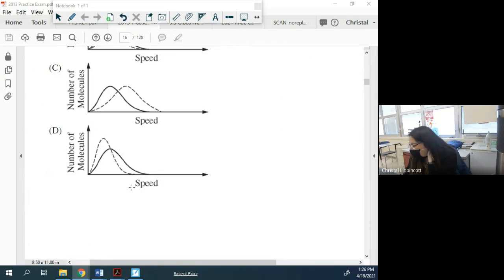Yep, it's going to go slower, so your speed is going to be less. There'll be the same number of molecules, but they're going to be at a slower speed. So they're going to be tucked over on this side. Does that make sense?